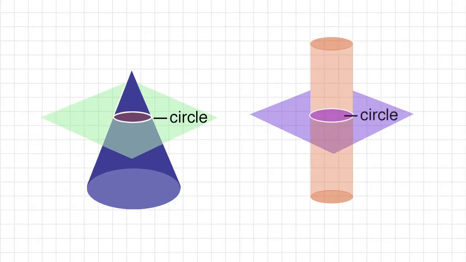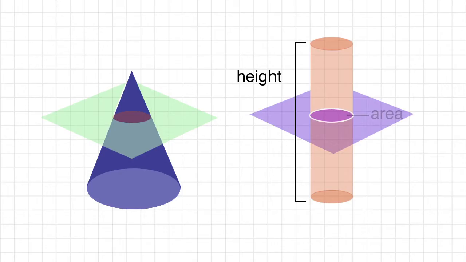The circle provides ways to measure the surface area and volume of three-dimensional geometric objects. For example, the volume of a cylinder is its height times the area of its circular cross-section.